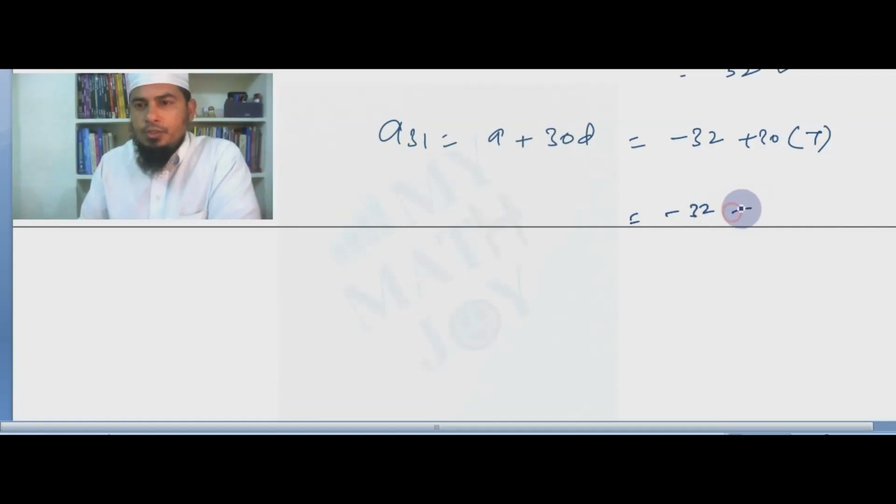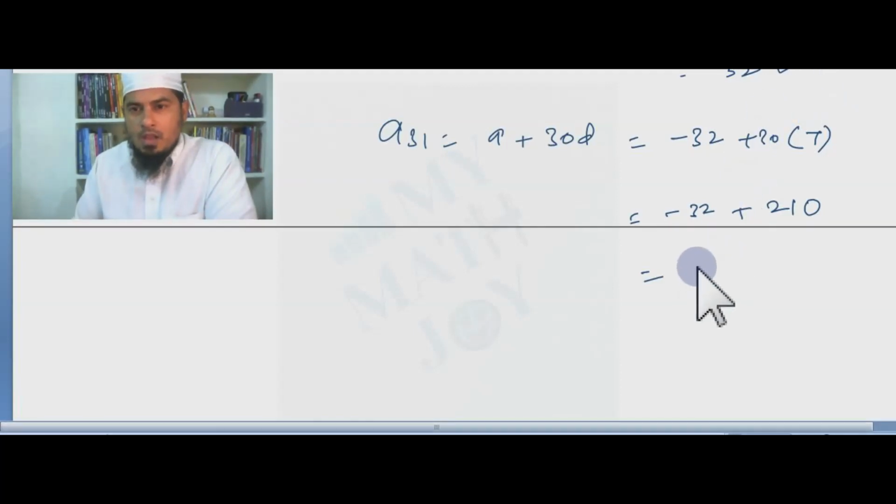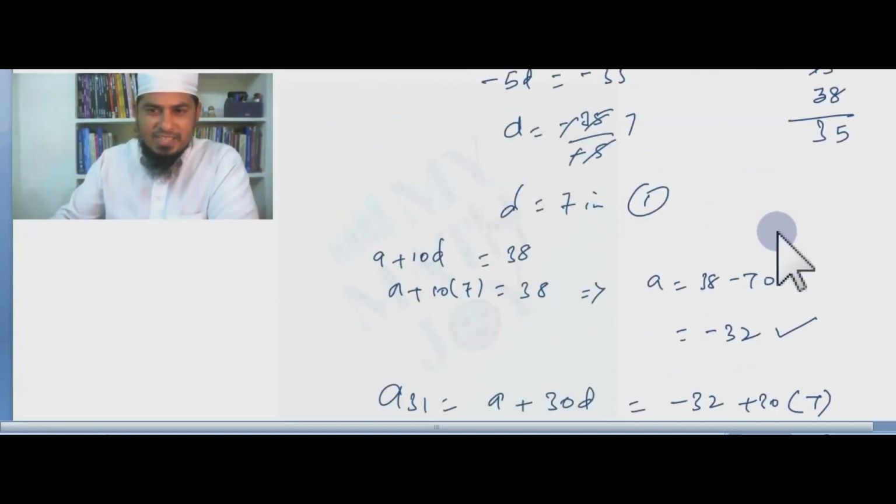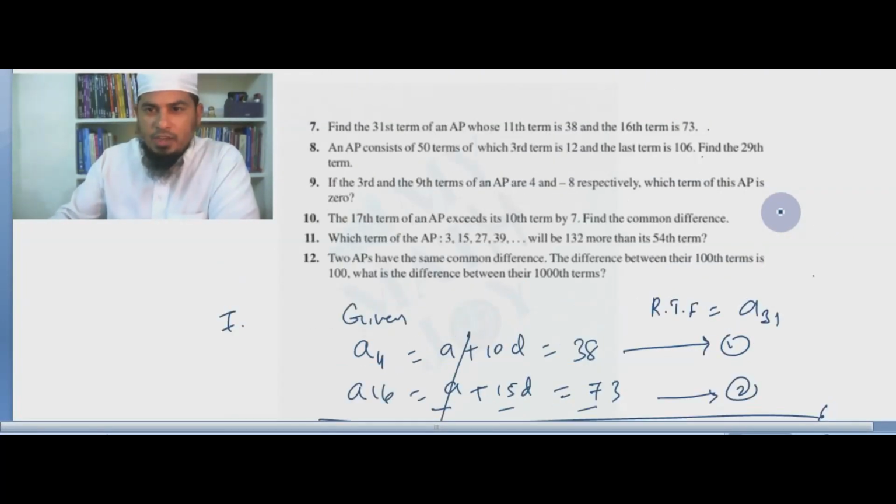Negative 32 plus 210 will become exactly equal to 178. Negative and positive, minus we have to do, and the positive bigger number's sign we have kept here. 178 will be your 31st term. Yes, in this fashion you got plenty of questions.